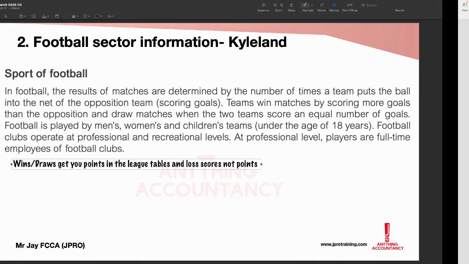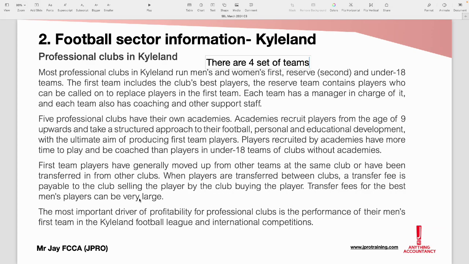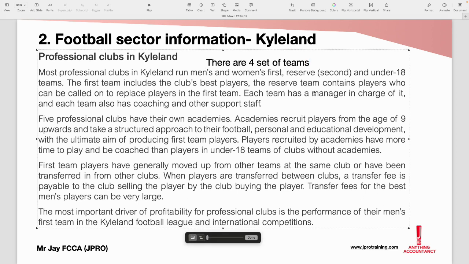So we can then say you have a few points here in terms of how you are arranging the business. You've got a manager, which is very important. Remember, you have a manager here, and each team also has coaching and support staff. These are things that you have to consider.